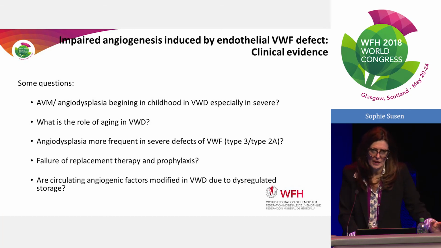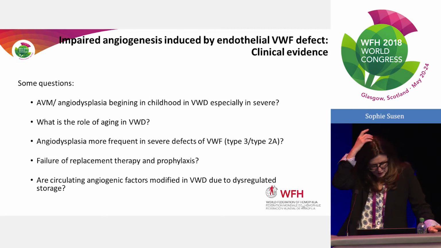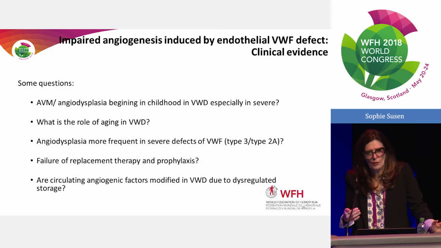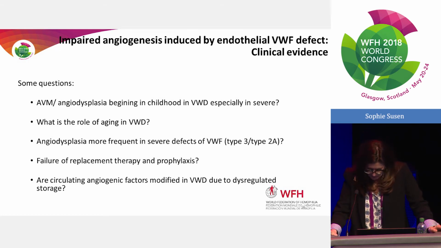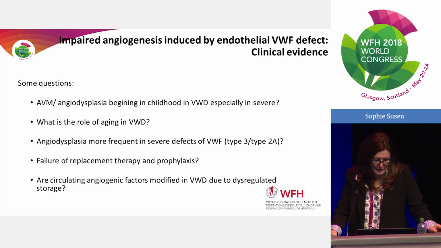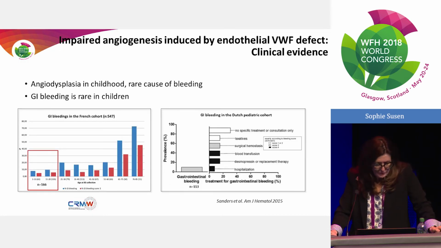And there are some questions, because if the endothelial cell is abnormal in VWD patients, maybe we should observe angiodysplasia in childhood, especially in severe forms of VWD, because the defect is present from birth. After that, what is the role of aging in VWD and in angiodysplasia? And are angiodysplasias more frequent in severe defects, type 3 and type 2A, and why? If the endothelial cell is a diseased cell, and the storage and the regulation depend on the endothelial cell, how do we explain the success of replacement therapy and the success of prophylaxis? And are circulating angiogenic factors modified in von Willebrand disease due to dysregulated storage? The first question, in childhood.